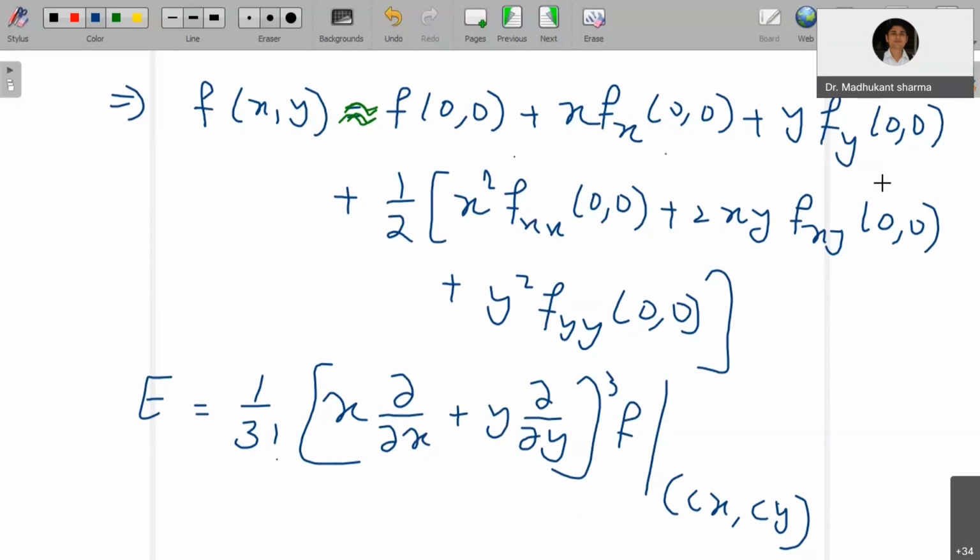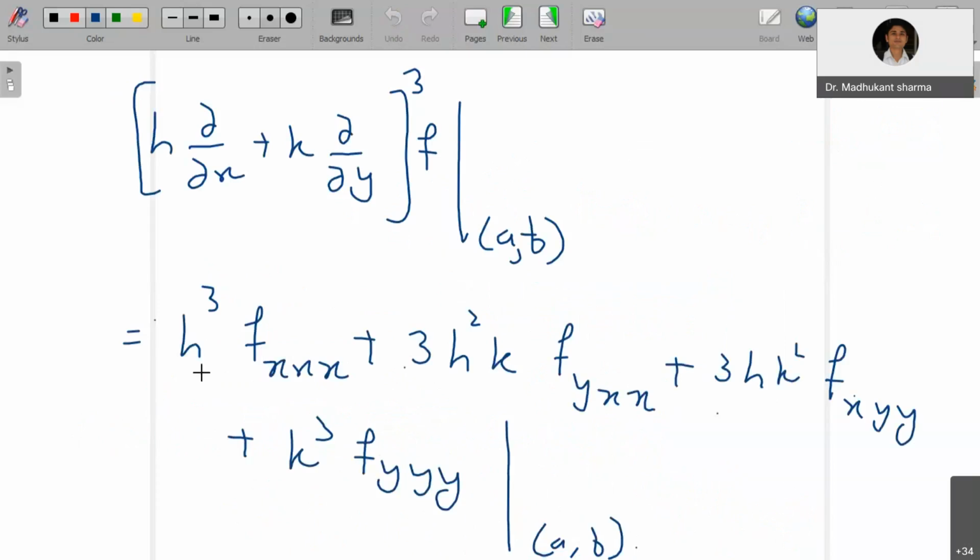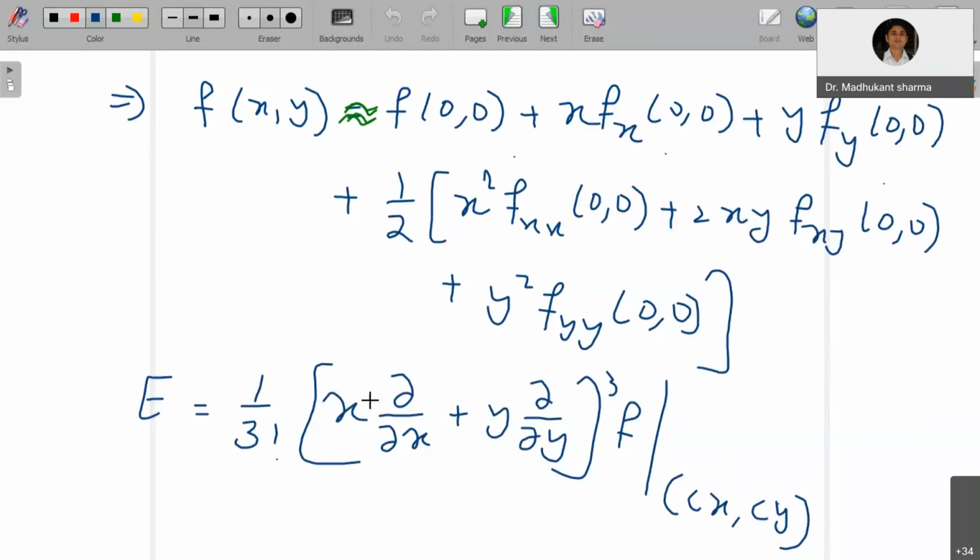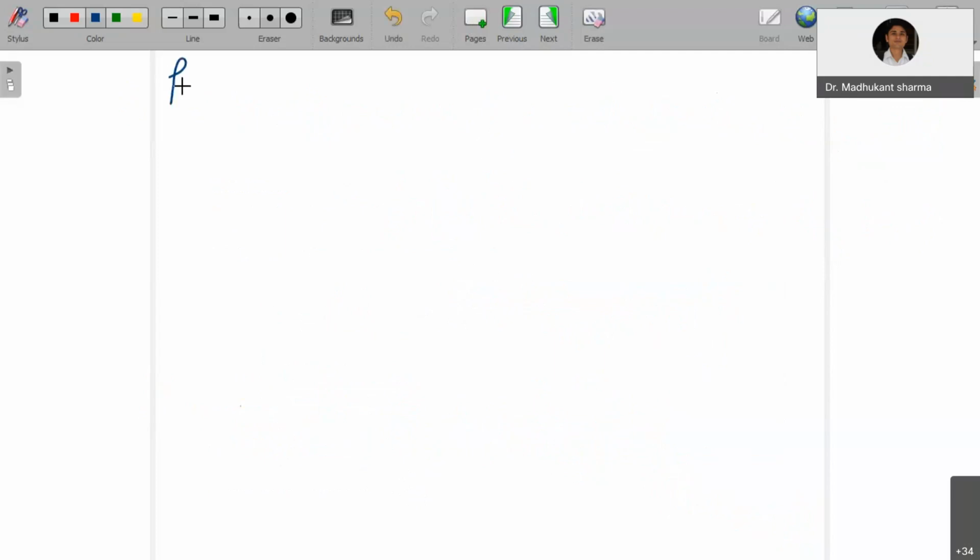So let's find out these values. This simple form I have already given to you here. So you have to replace h and k by x and y. I will do that at the end. Let's feed this value. You have been given f(x, y) is sin x into sin y.